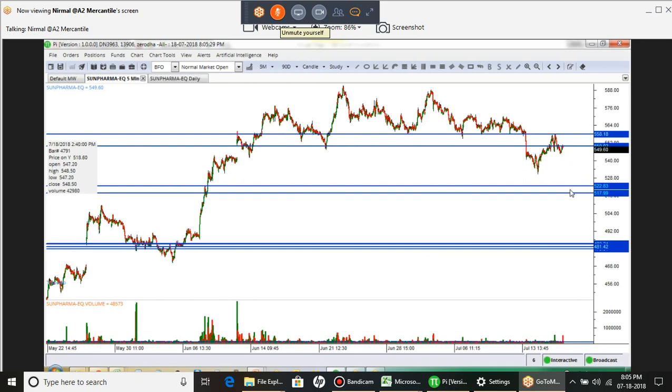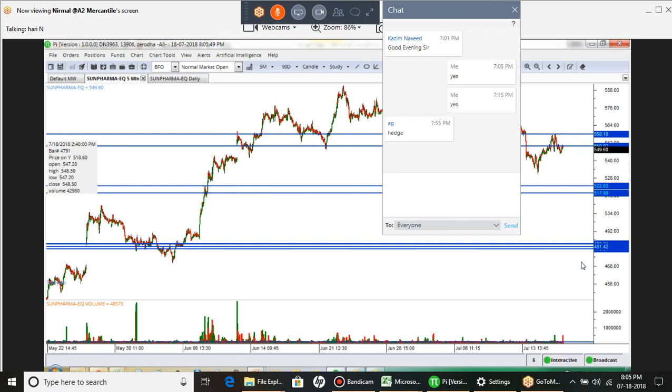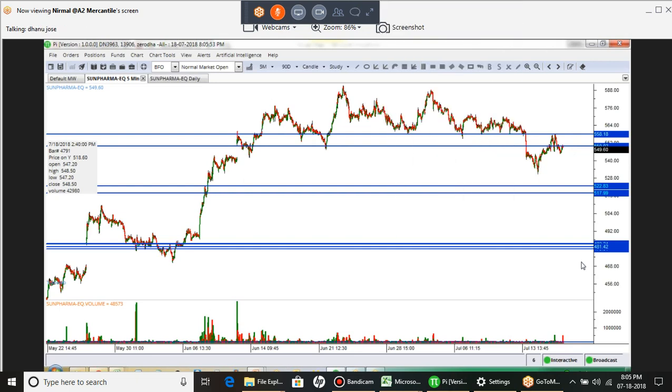Most likely it should take a support. Sun Pharma should come to this sort of a level, and from here it should continue if it wants to continue. Otherwise, a higher volume will come, which will be much higher than the previous month volume, and it will break this level. Understood? All of you? Yes, sir. Okay. Now, this is just an example. This will have to be practiced with a lot of stocks.